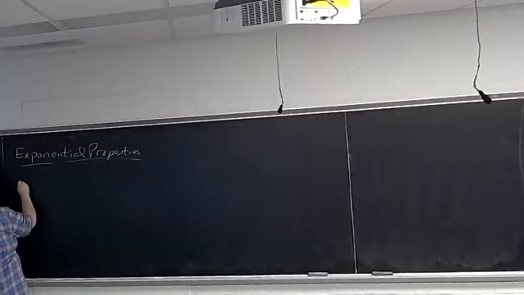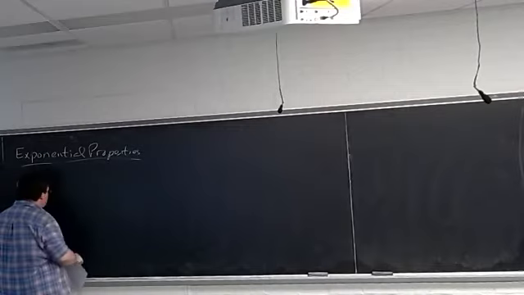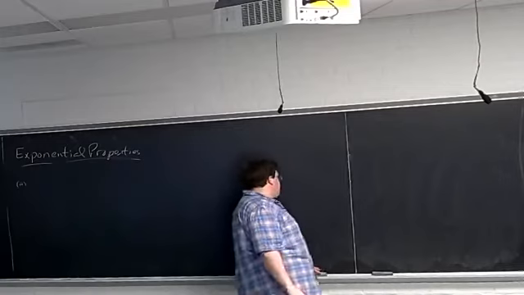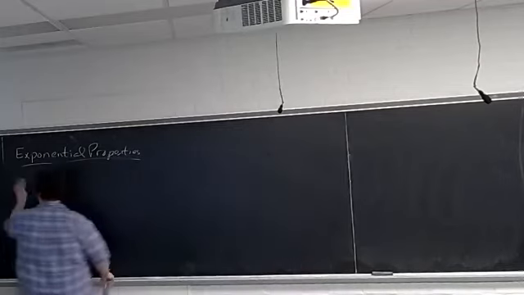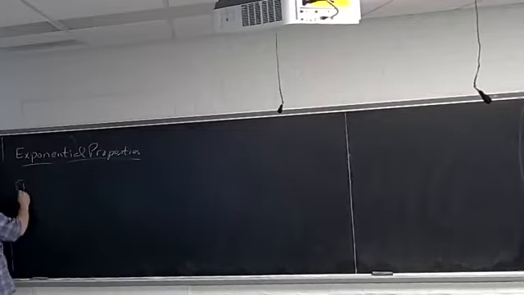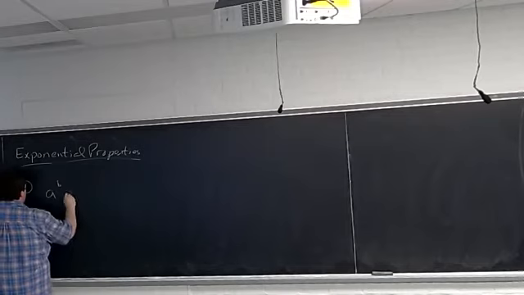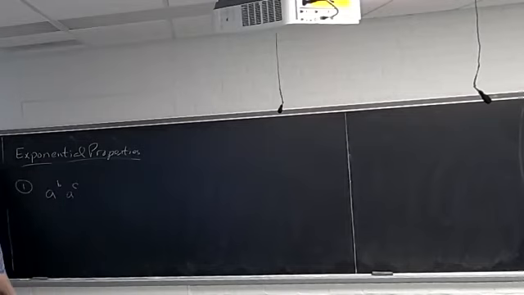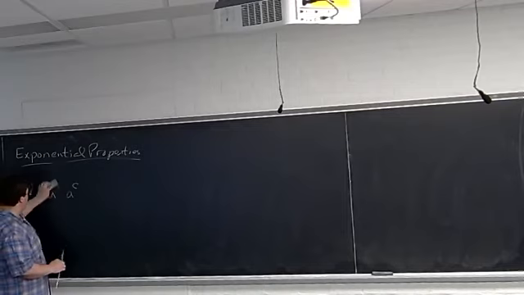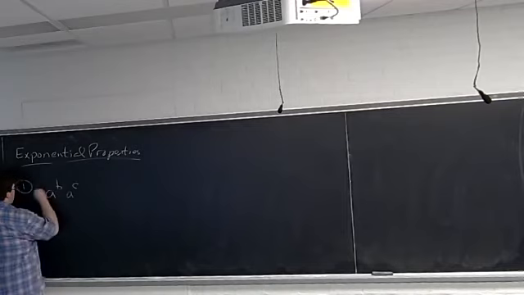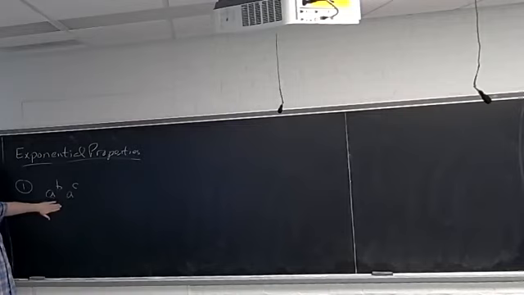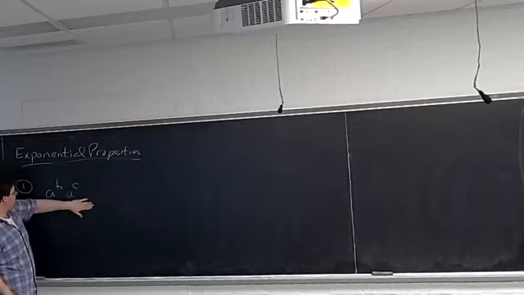Exponential properties, part one. Reason A. One: A to the B times A to the C. A to the B is B copies of A multiplied together. A to the C is C copies of A.